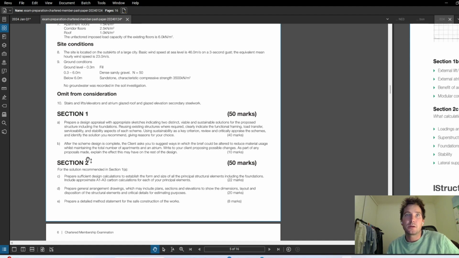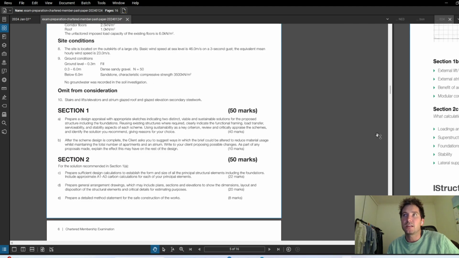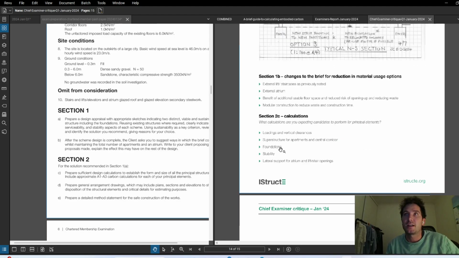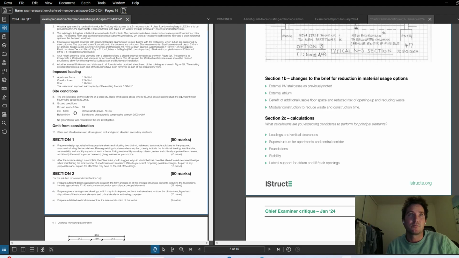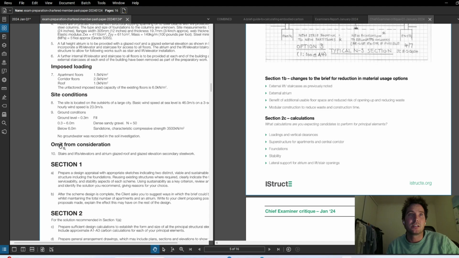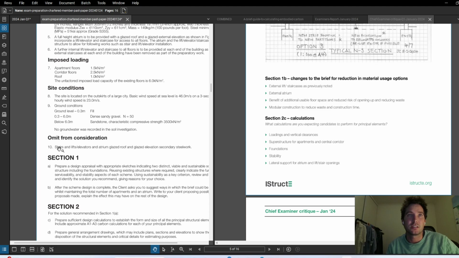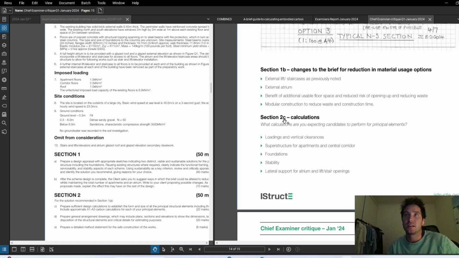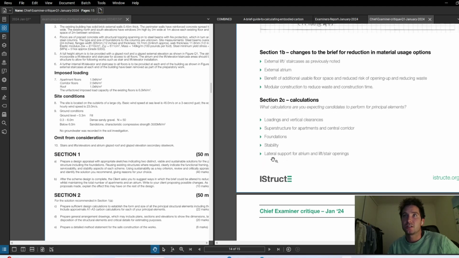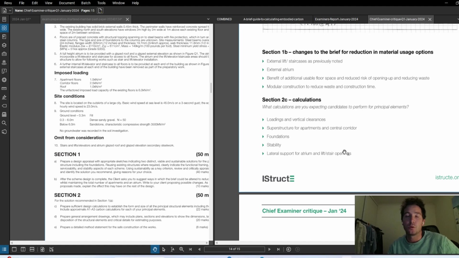Before I go a little bit deeper into section 2 and what I've done, I had a look at the examiner's report, and there are a couple of things that I found a little bit confusing. So if you also don't, I'll just share what it is. On the right hand side of my screen, I've got the examiner's report for the exact same question. If I was a student sitting this exam and I read this point here, omit from consideration the stairs and lifts, elevators, and atrium glazed roof and glazed elevation secondary steelwork. However, the chief examiner has put here section 2C calculations, the lateral support for atrium and lift stair openings.